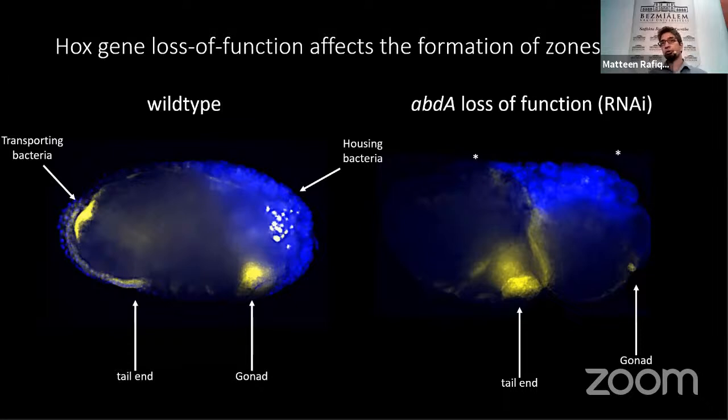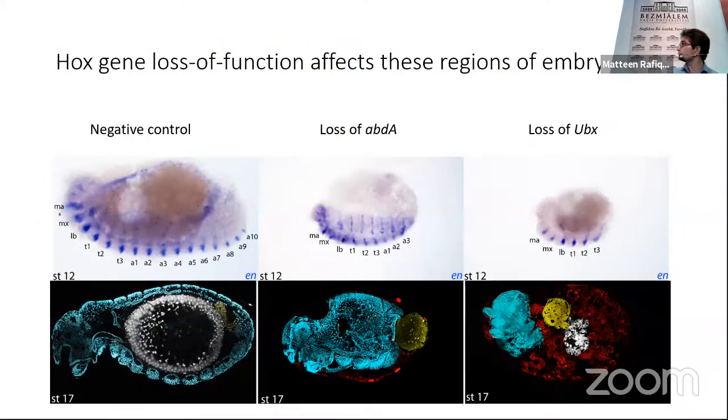So the loss of Hox genes also affects these. That means not only is the presence of bacteria important for making these zones, the presence of these genes is also important for making these new zones. Now, if you look at the later stages of these embryos that have been injected with RNAi, where the gene activity has been turned off, here is a negative control. This is how a pea aphid larva should look. These blue are different segments of the body of the larva. This is one stage, and this is a slightly later stage, about the 12th day and about the 15th day of the embryo. So that's how it should look.